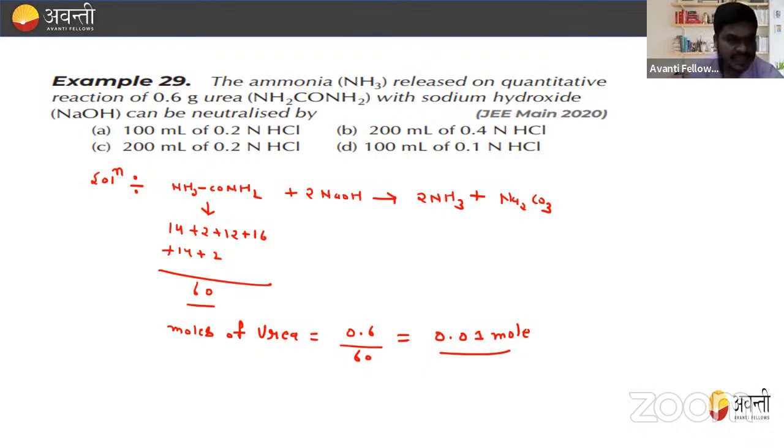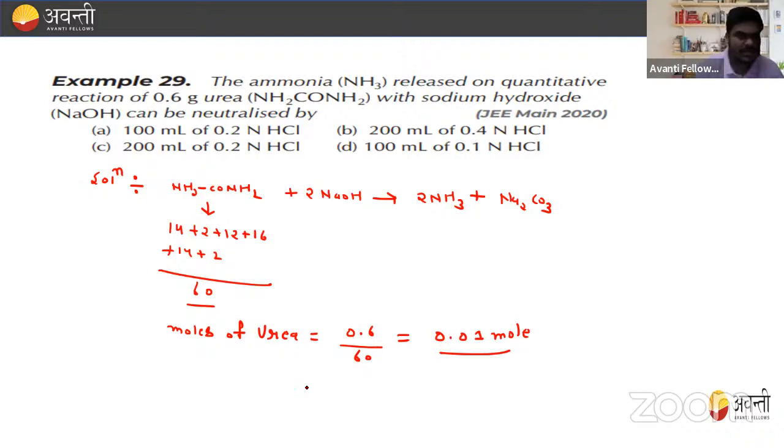So now it is given that 0.02 mole of NH3 as per the equation. Now if we consider this equation, it is already given that the amount of NH3 released on quantitative reaction of 0.6 gram of NH2CONH2 with sodium hydroxide can be neutralized by... Okay, so you have to find how much volume of the sodium hydroxide of the given normality is needed, right? So how will we find that, beta? We already know this thing, right?